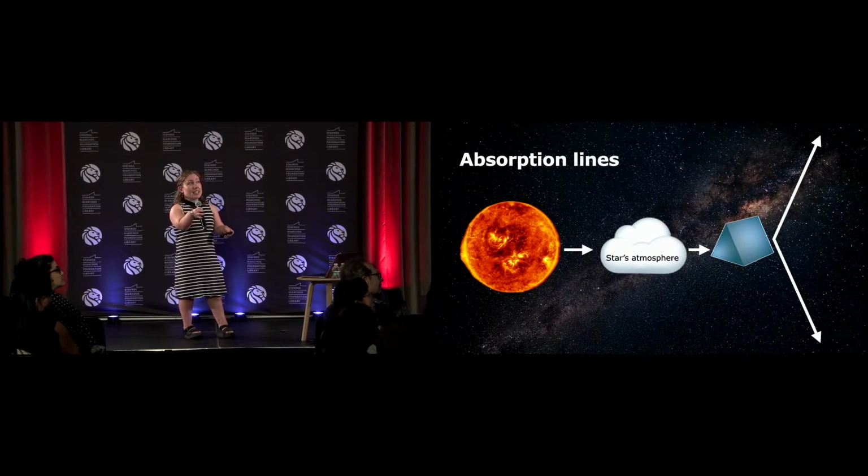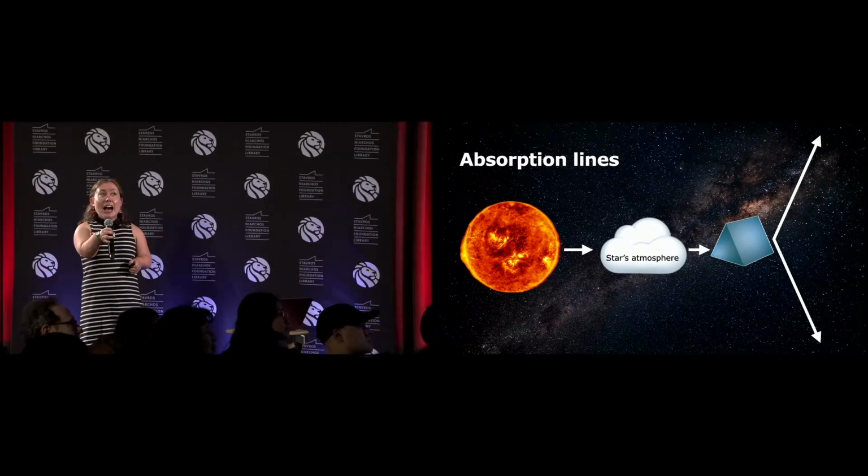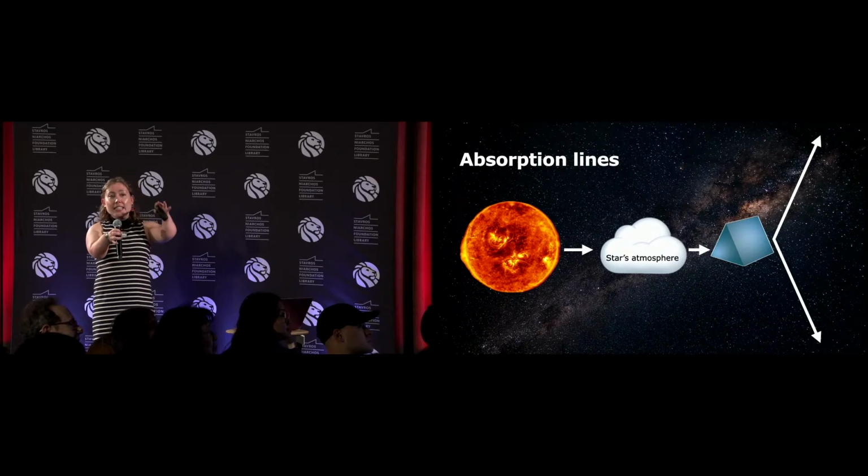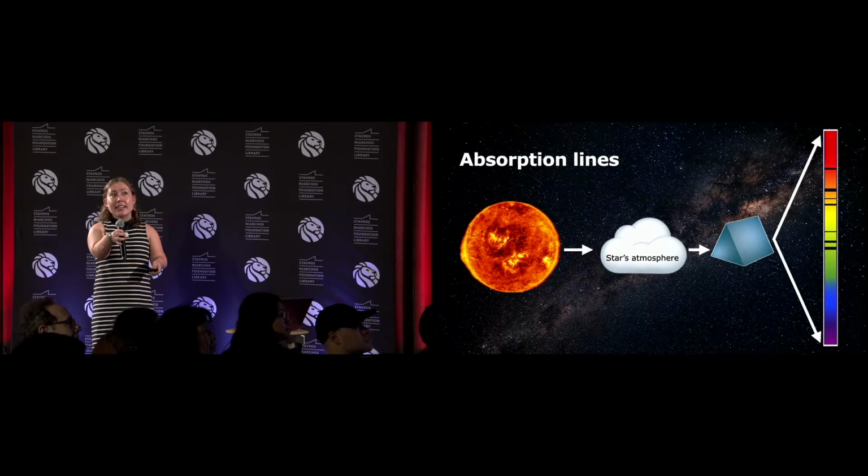So the light that is made in the center of the star and that travels all the way out has to pass through its atmosphere. And the atmosphere actually blocks some of the light. So instead of seeing that complete rainbow, we see a rainbow with gaps in it. So black bands where there is less or no light. And these bands are called absorption lines because the atmosphere has absorbed some of the light.